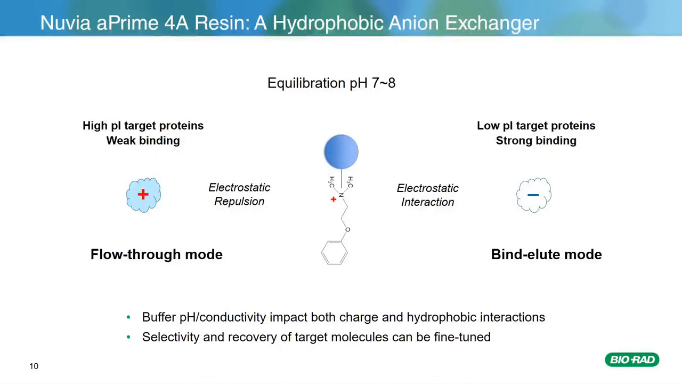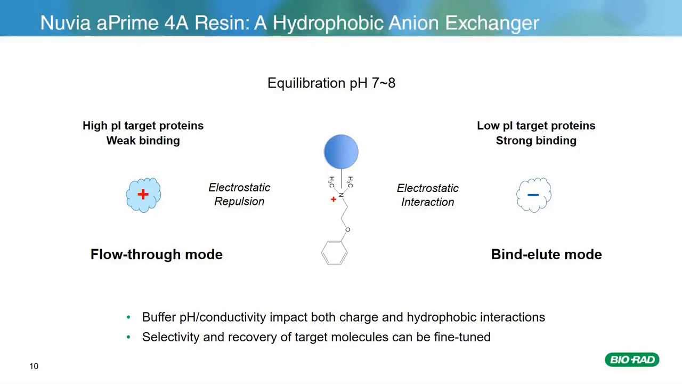Nuvia aPrime 4A is a hydrophobic anion exchanger. In its ligand, there is a quaternary amine and a phenyl group. At near neutral pH, the high pI proteins would carry positive charges. When loaded onto the column, they will likely appear in the flow-through fractions due to the electrostatic repulsion from the ligands. On the other hand, the low pI proteins should be bound strongly through electrostatic interactions.